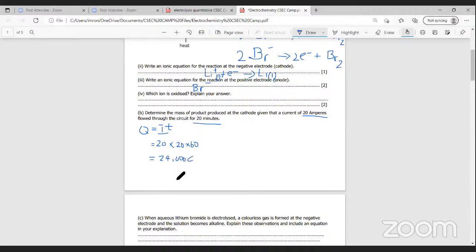If you do that, you're getting 24,000 coulombs. Everybody got that?